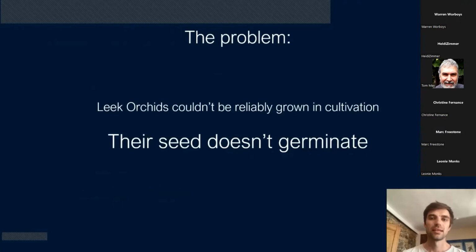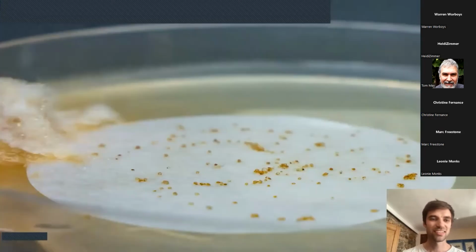And so a quick refresher on orchid propagation methods. Because orchids have tiny seed, they need mycorrhizal fungi. So to grow them in cultivation, you need to go out and collect some seed and some fungi from the roots of a wild adult plant, bring them back to the lab, grow the fungus up on a petri dish and sprinkle on the seed. And unfortunately, most of the time, this is what we got when we tried to grow leek orchids, which is not much.